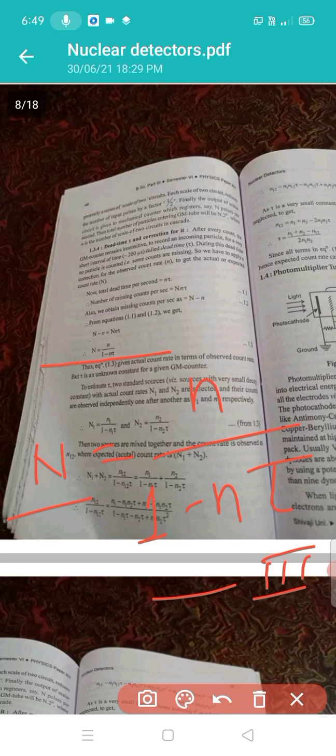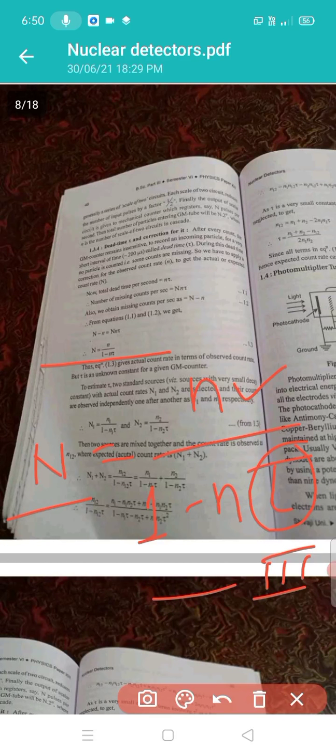Equation 3 gives the actual count. Capital N represents the actual count, and hence equation 3 gives us the actual count rate in terms of the observed count rate. Small n is the observed count rate. But tau is an unknown constant for a given GM counter. We cannot know the dead time directly.